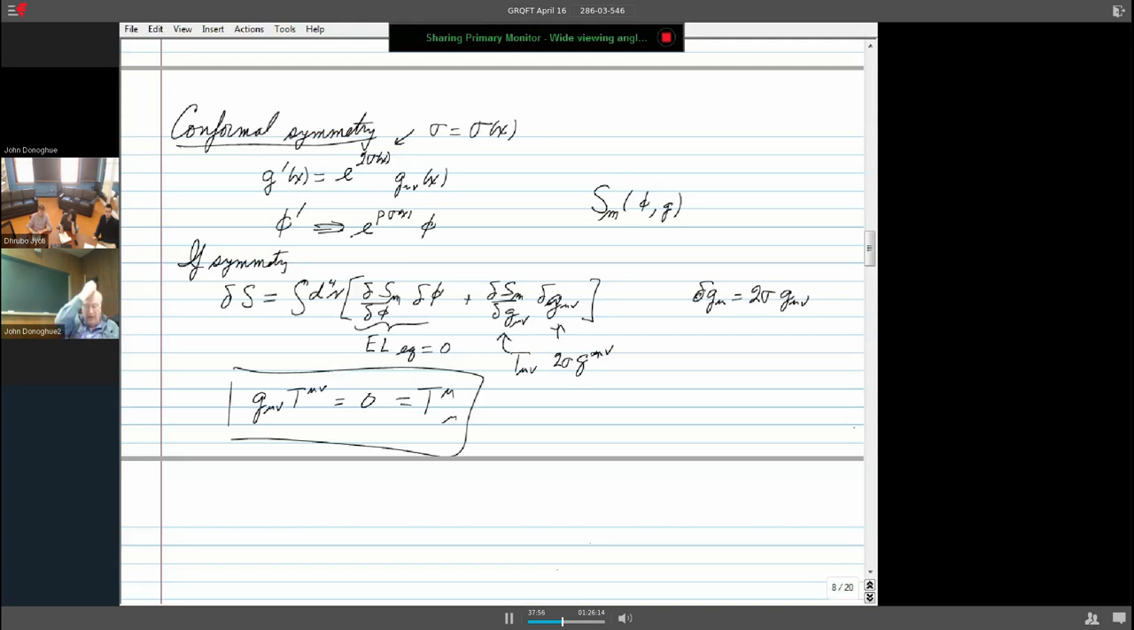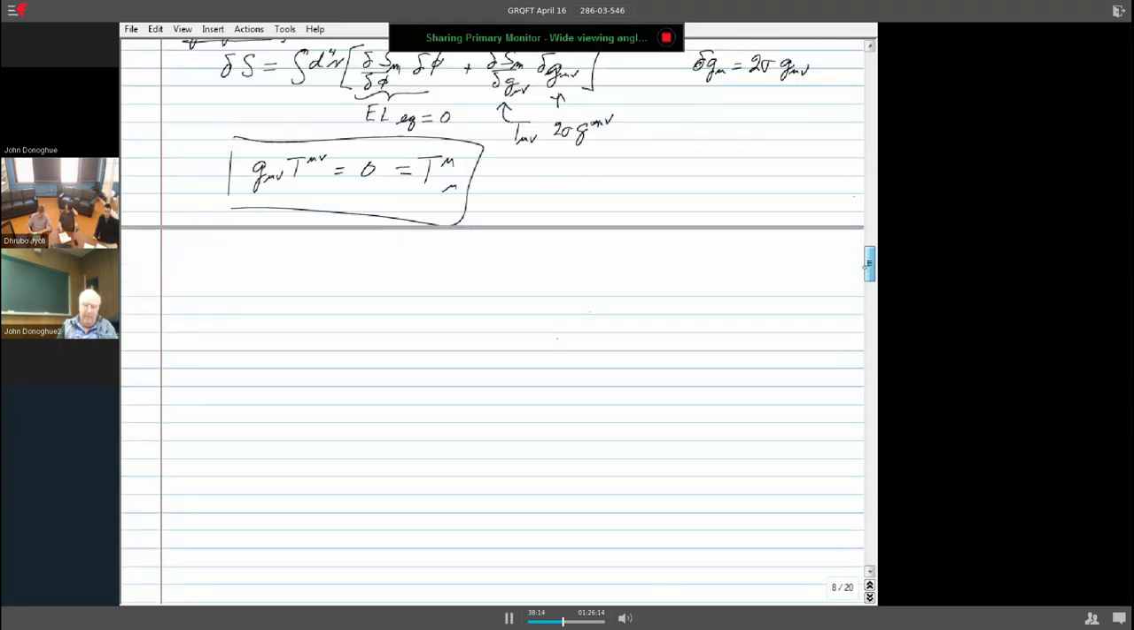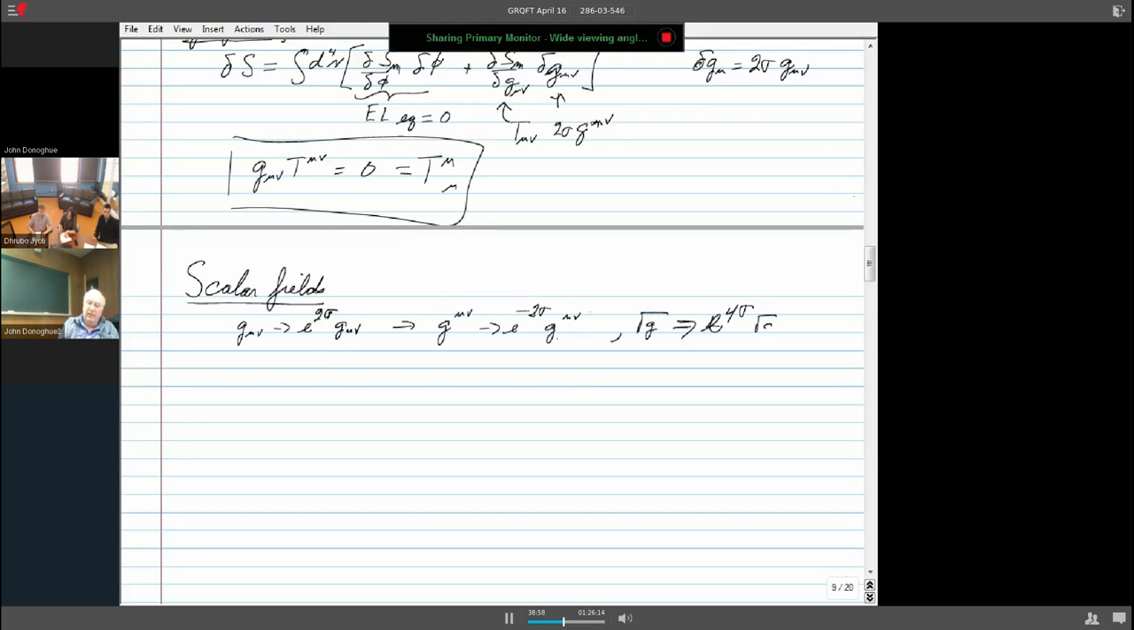And this piece now, for infinitesimal, delta g is 2 sigma times g itself. This guy is T mu nu. This guy is 2 sigma g mu nu. So the first term vanishing, the second one being the energy momentum tensor, this tells us the symmetry implies g mu nu T mu nu equals zero, which is, again, the trace of the energy momentum tensor is equal to zero. So conformal symmetry has the consequence that the trace of the energy momentum tensor has to vanish if it's a symmetry. Okay. Let's do this for scalar fields.